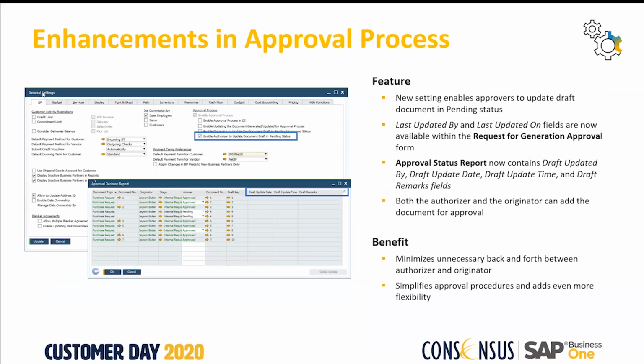Enhancement in approval process. Really, it's just one new checkbox that was added under the general settings, which enables the authorizer to update a document draft in pending status. I know there's a lot of checkboxes here, but those were added previously. The general idea is that now you can allow either the authorizer or the generator to update the draft in any status that it has. Of course, if needed, they're going to be kicked off to another approval process, but it is controlled by the system, and you can choose if you want to allow that or not.